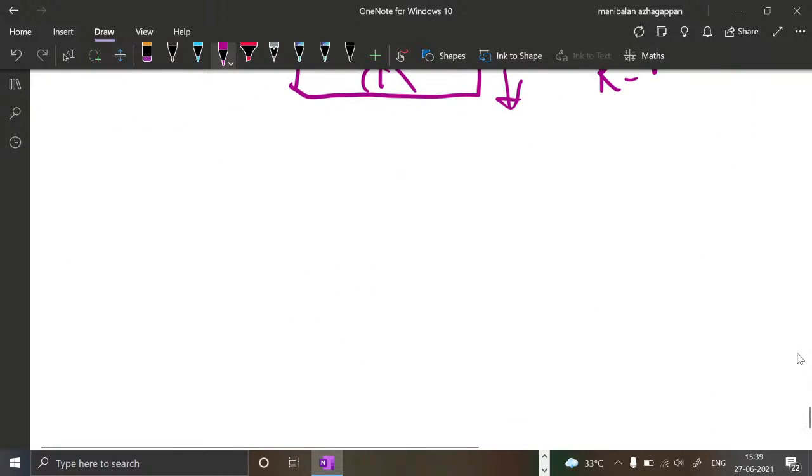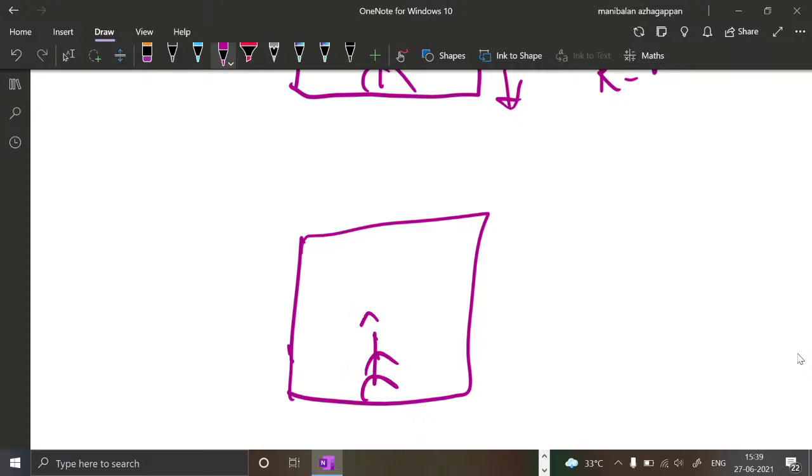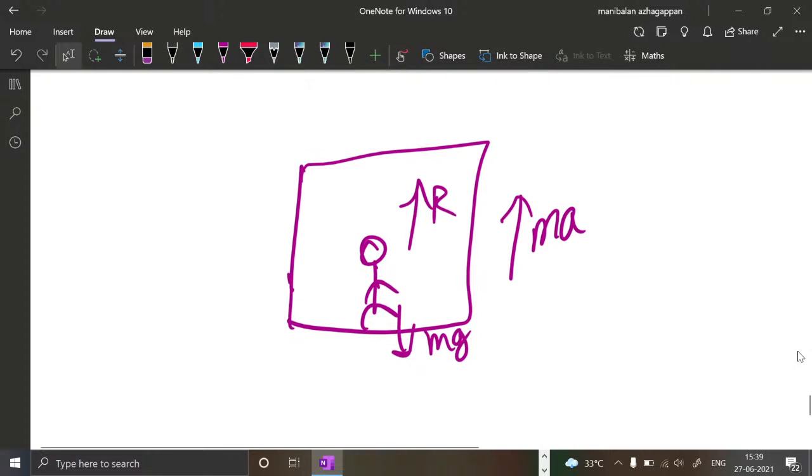Imagine the next case, the lift is moving up. The person is standing in the lift. R will be upwards, mg will be downwards. The lift is moving upwards, mass into acceleration. So R minus mg.